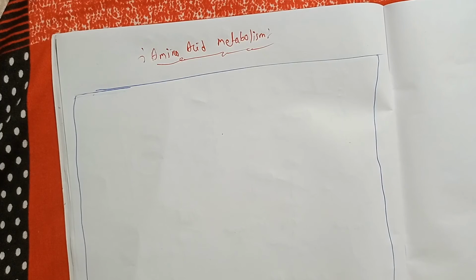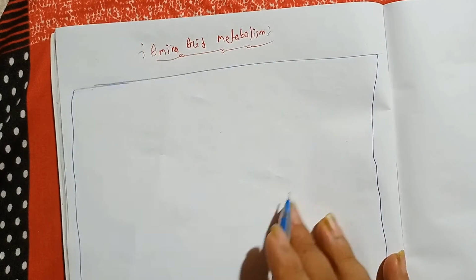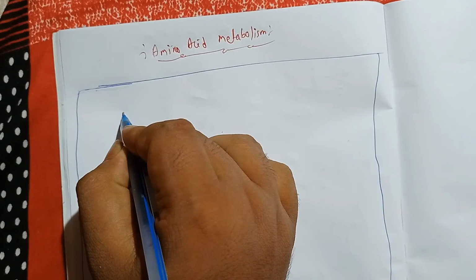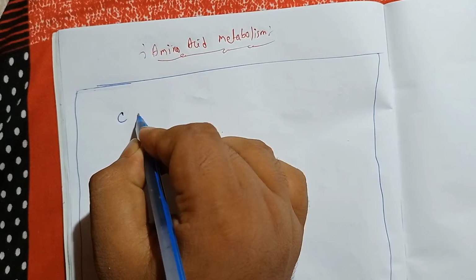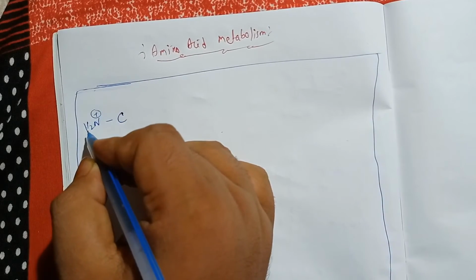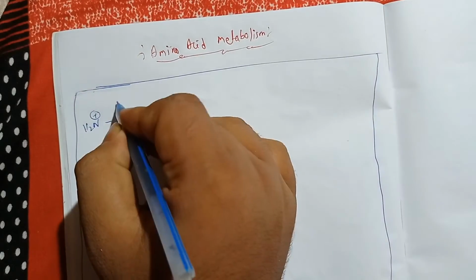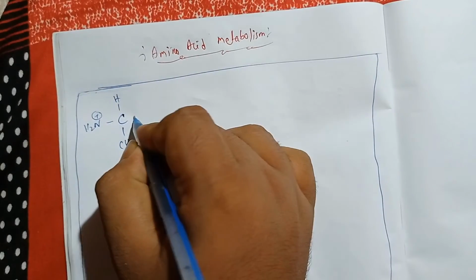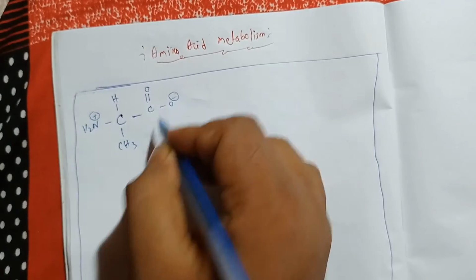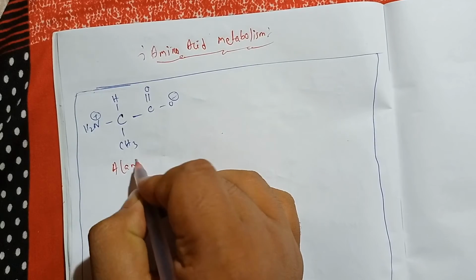Within the muscular cell we have one type of amino acid that is called alanine. Alanine has a central carbon, one amine group, NH2, a CH3 methyl group, one more hydrogen, and an acid group, C. That's our alanine. Okay, guys.